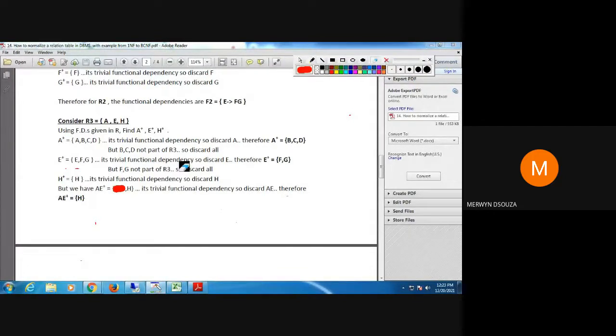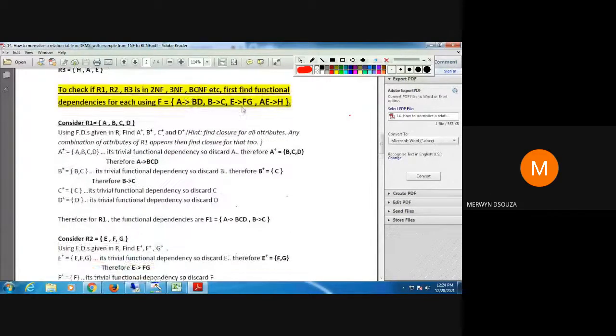Just like Sabi and Yash have got. I hope you have understood why we are discarding these. We are getting here the A closure B, C and D. It makes no sense to have this functional dependency because B, C and D are not part of R3. Similarly, we get the functional dependency E determines FG. F and G are not part here, so discard this. The H closure is just a trivial functional dependency, so you discard that. Once you are done with these individual attributes, find the combinations in F.